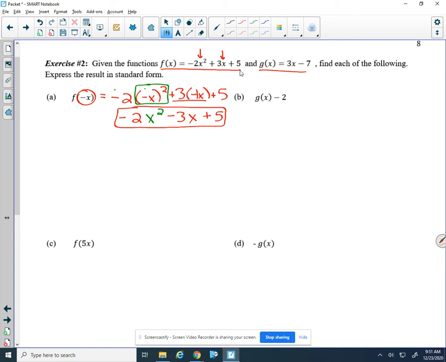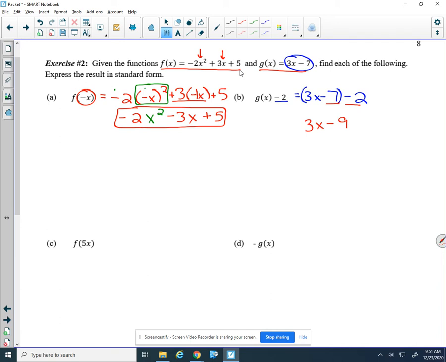Part B says g of x minus 2. So we're going to take the g of x function and then just tack on this negative 2 at the end. I'm going to put this in parentheses. It doesn't really make a difference here, but we see that we have like terms here. We're not multiplying or anything. So this is going to simplify to 3x minus 9.